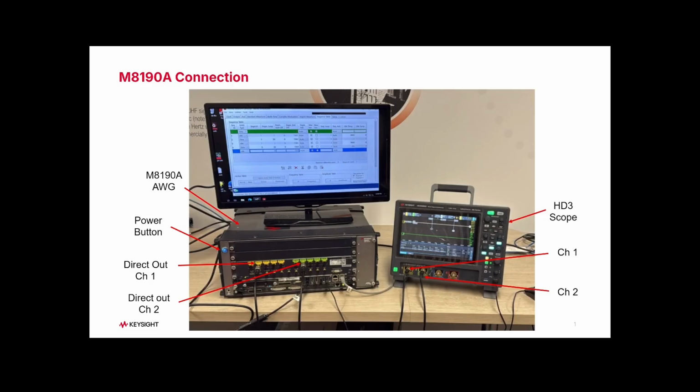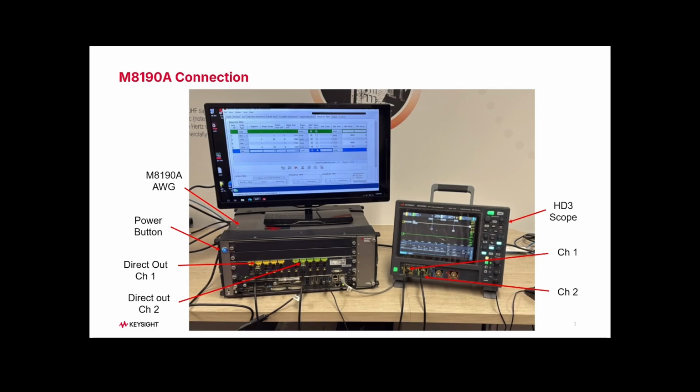Day. In today's video, we'll see how we can use the M8190A to generate some waveforms and apply the sequencer function that we have with the AWG. We have this connected to an HD3 scope so that we can check out the different waveforms that we'll be sending using the AWG. So what I have on the screen right here is the physical connections.